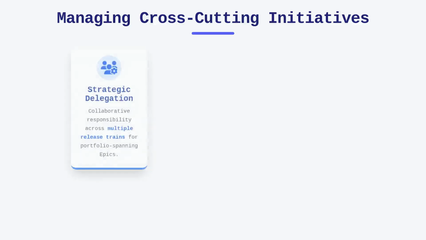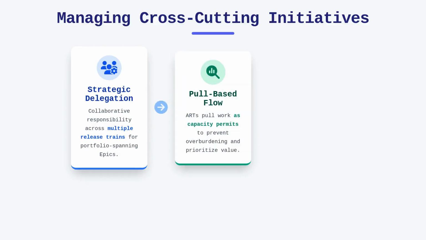Effectively managing these cross-cutting initiatives requires a high degree of collaboration across the portfolio. Because these epics span multiple release trains, the responsibility for implementation must be carefully delegated. Once an epic reaches the implementing state, the ARTs pull the work as capacity permits. This pull-based system helps prevent the overburdening of teams while ensuring that the most valuable strategic work is always in progress.